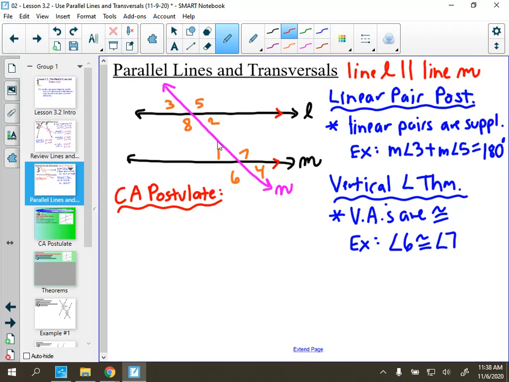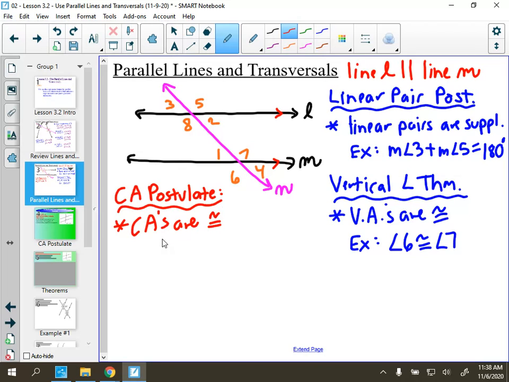Okay, 3 is congruent to 1, 5 is congruent to 7, 2 is congruent to 4, 8 is congruent to 6 because of the CA postulate. So we'll do kind of what we did over here on the right and just say corresponding angles are congruent.